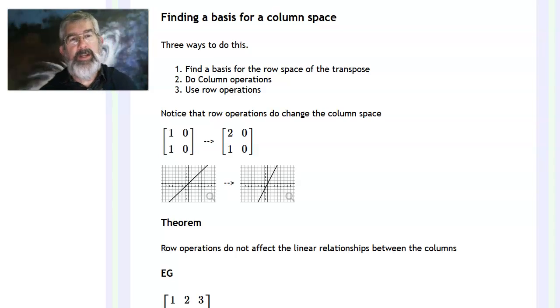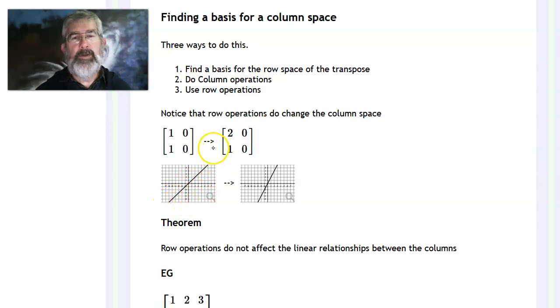Now I'm going to focus here on number 3, using row operations. Because although I said it changes the column space, there's some interesting things, right? Notice here, I have this matrix, and if I look at the column space, it's the span of the columns. Of course, one of the columns is 0, so it doesn't really contribute anything to the span. So this is just the line spanned by the vector (1, 1), right?